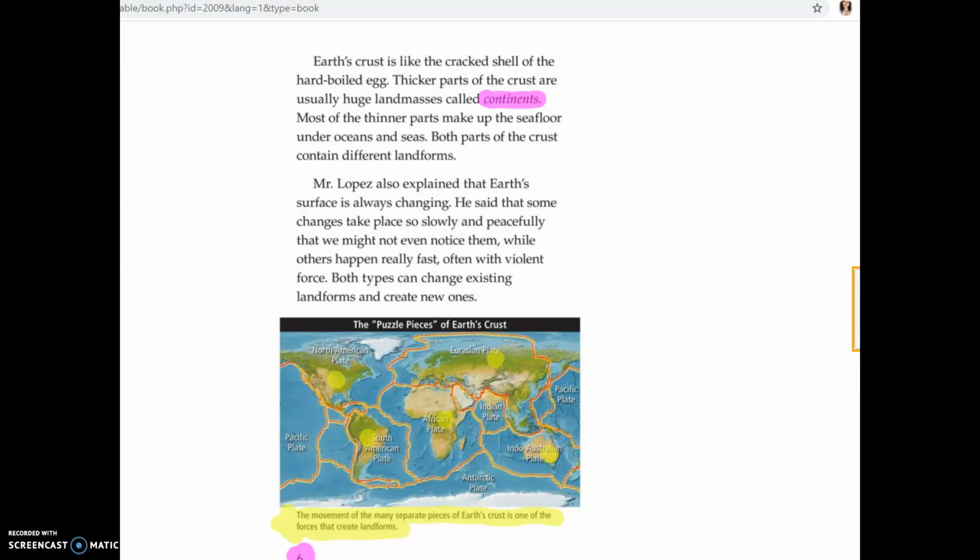Let's look at this next word. I found it to be a bit tricky. This word I have is continents. I'm breaking it up because it's a big word and I want to make sure that I say each part correctly. Continents, altogether it's continents. So let's read again that sentence to see the meaning of this word. Thicker parts of the crust are usually huge land masses called continents. So I know that this are just land. This word continents is a fancy word for land. Read that sentence to yourself again.